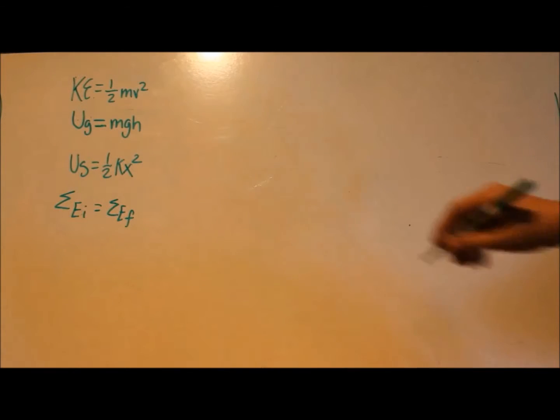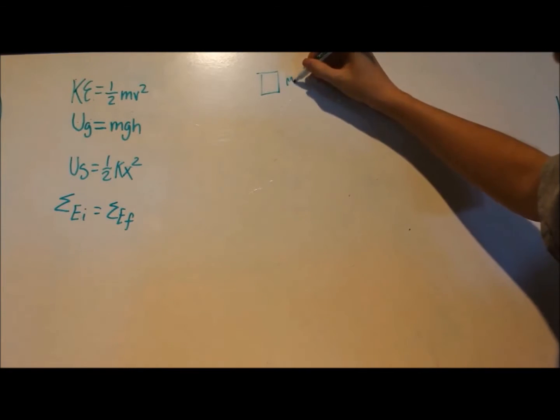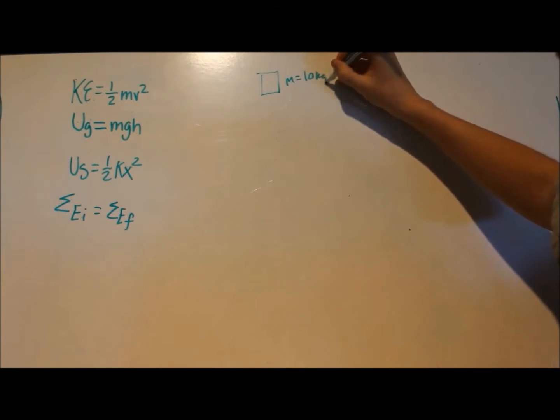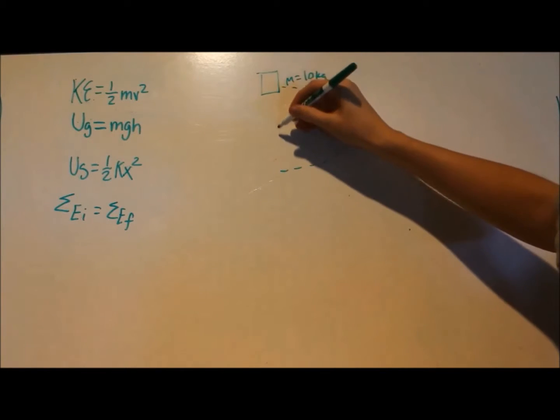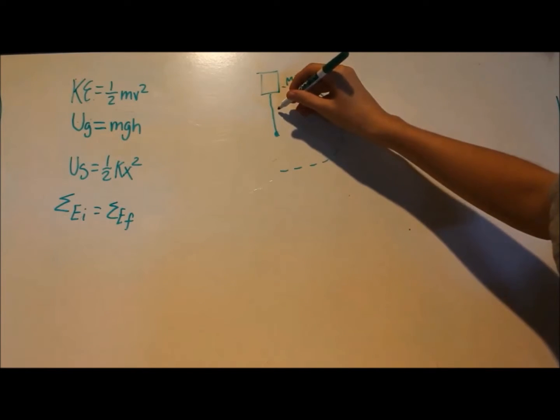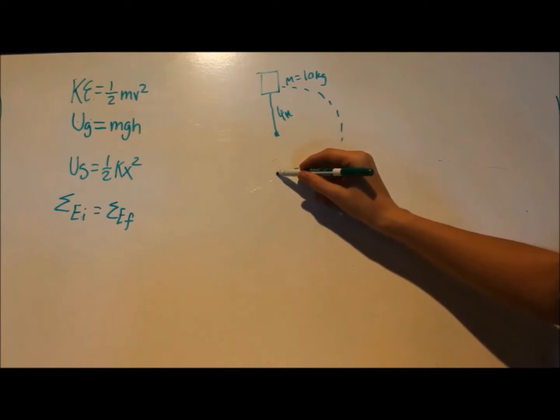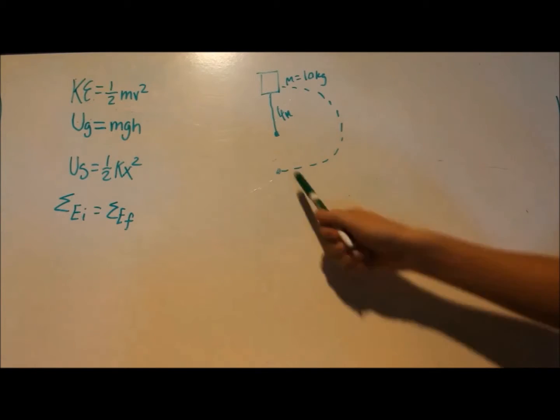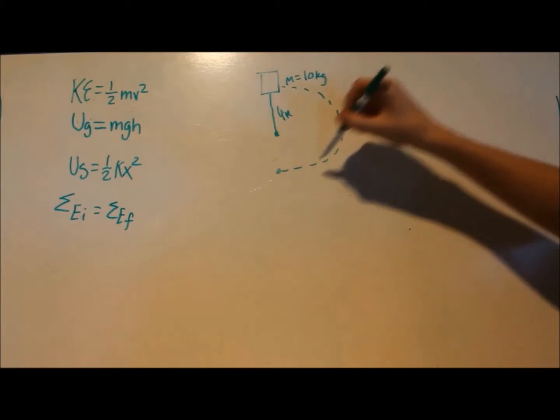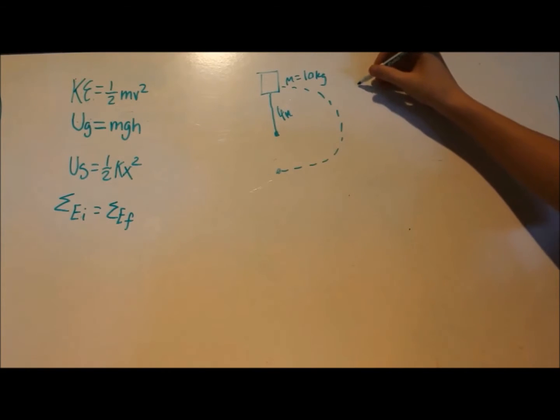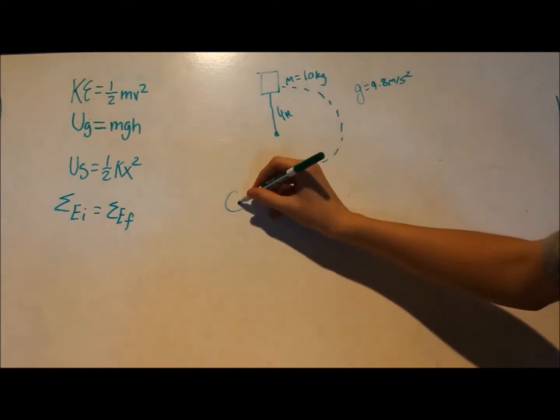For this problem, we will have an object with a mass of 10 kilograms on a string that falls in a circle. The string's length is 4 meters, and this is the point in which we have to calculate the increase in kinetic energy as it moves from here to here. So we're going to use the GUESS method.